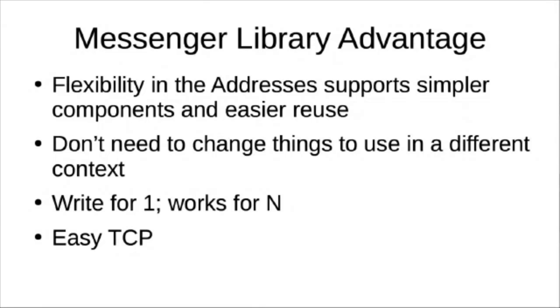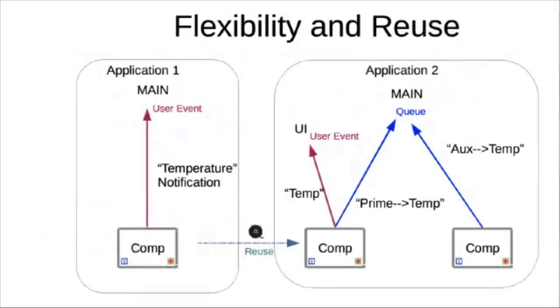So here's kind of a diagram I tried to illustrate the flexibility reuse aspect. If you look at this component, say this is a very simple component. All it does is make a temperature notification. So it watches some thermocouple, measures the temperature, sends notifications off. That can be used in a very simple application where the main is using, say, a user event to receive this information. But then we can reuse this code in a more complicated application that perhaps has 2 temperatures.